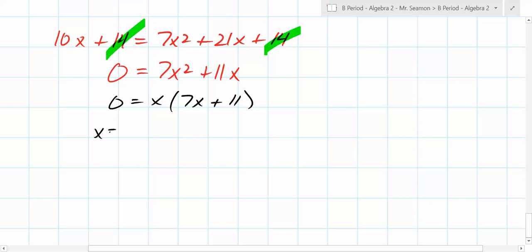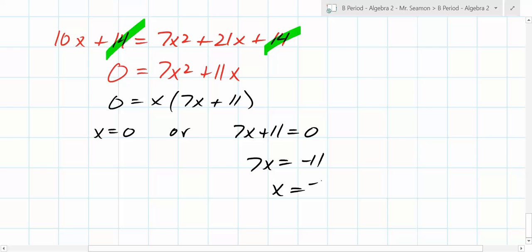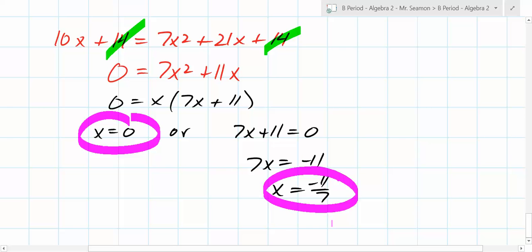So there are two answers. X is equal to 0 or 7x plus 11 is equal to 0. So 7x is equal to negative 11. So x is equal to negative 11 over 7. So there are two answers: 0 or negative 11 over 7. Again, you get to a quadratic that's fully simplified. What method should you always try first, at least consider? Factoring. If you factor this one, is it really straightforward?